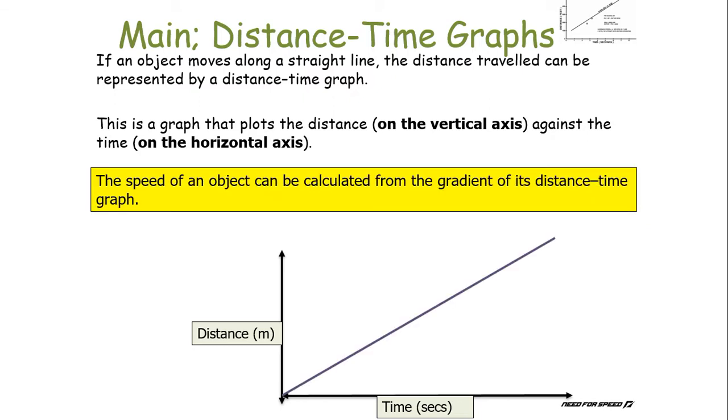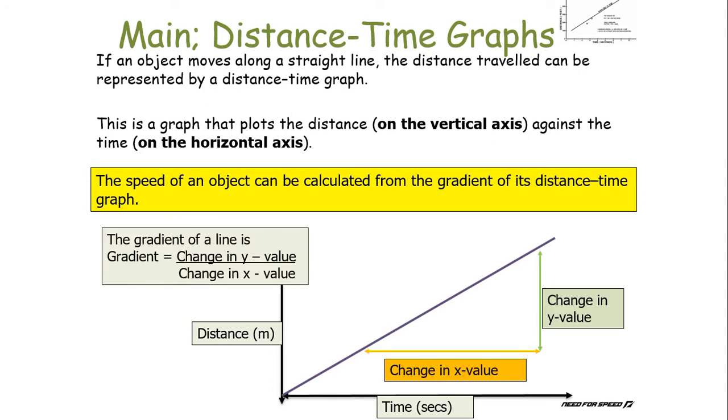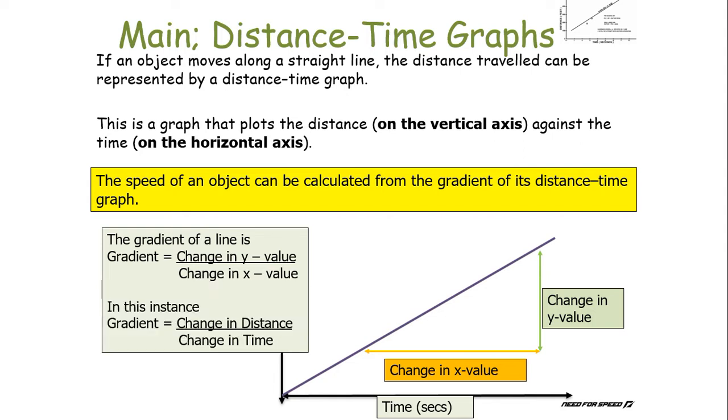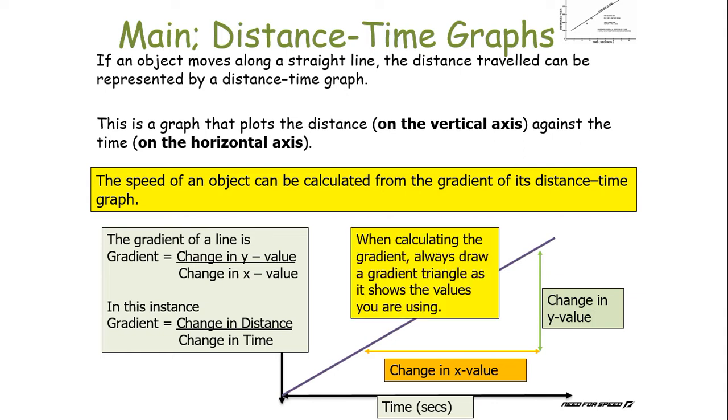So the speed of an object can be calculated from the gradient of a distance time graph. So to work out your gradient, you do your change in your y value divided by the change in the x value. So in this instance, it's the change in the distance divided by the change in the time.